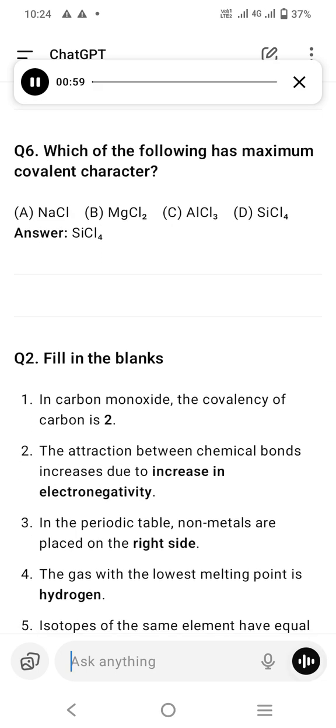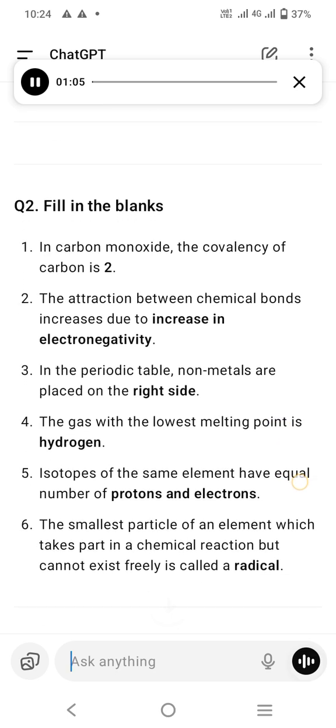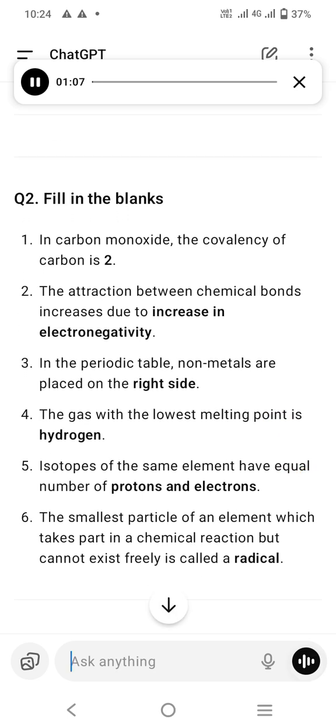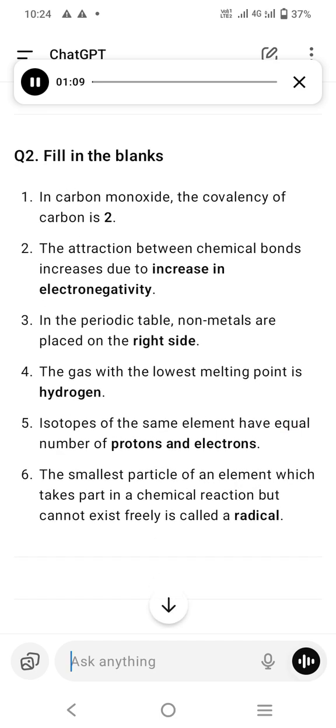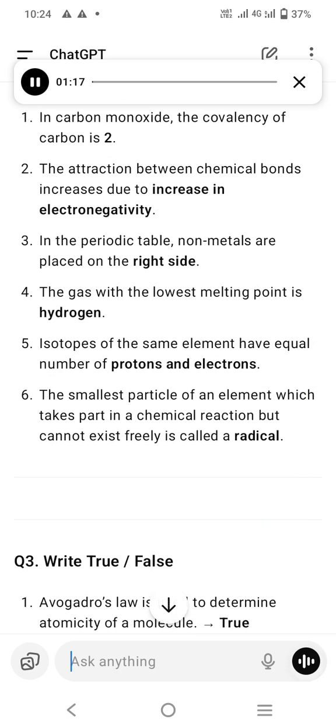Answer: SiCl4. Q2. Fill in the blanks. 1. In carbon monoxide, the covalency of carbon is 2. 2. The attraction between chemical bonds increases due to increase in electronegativity. 3. In the periodic table, nonmetals are placed on the right side. 4. The gas with the lowest melting point is hydrogen.